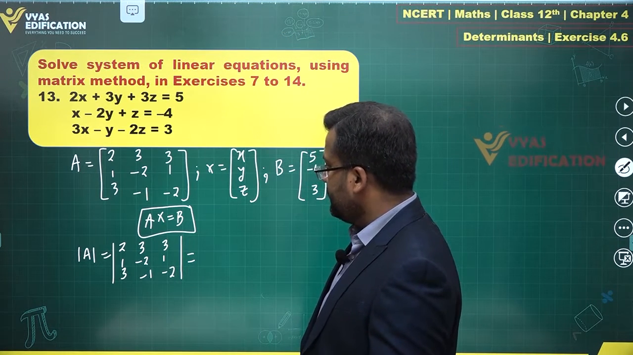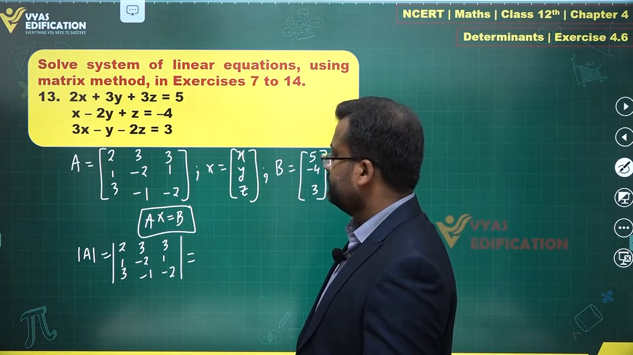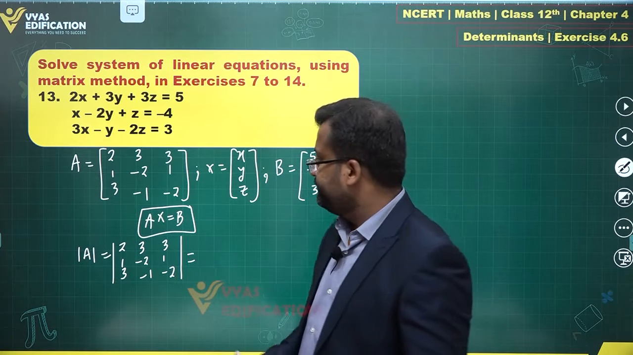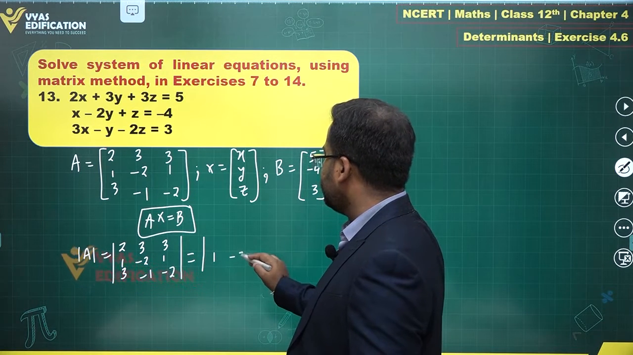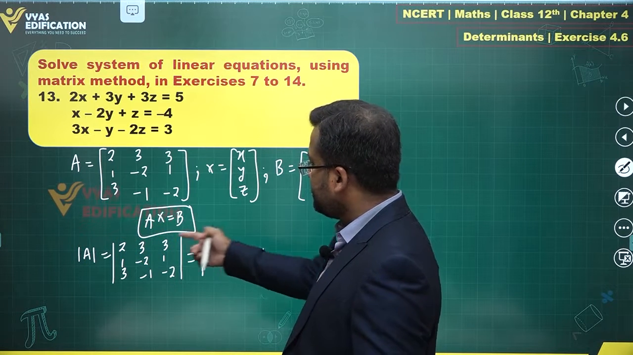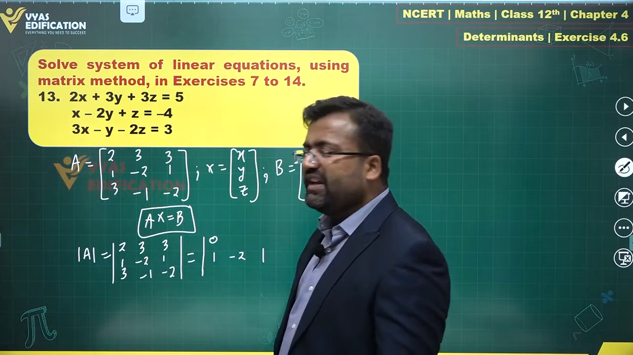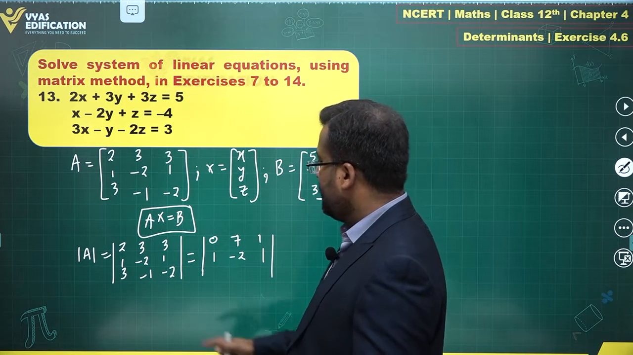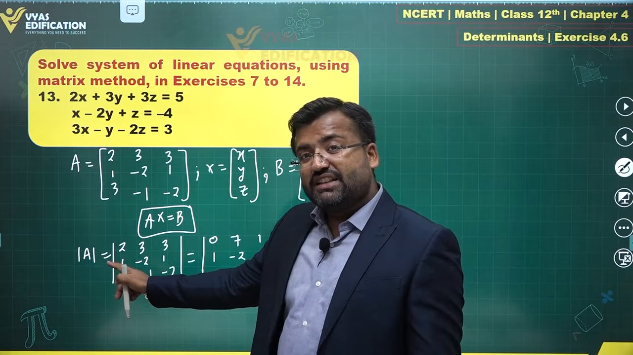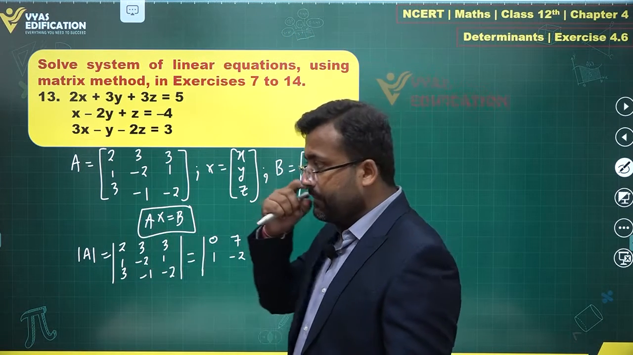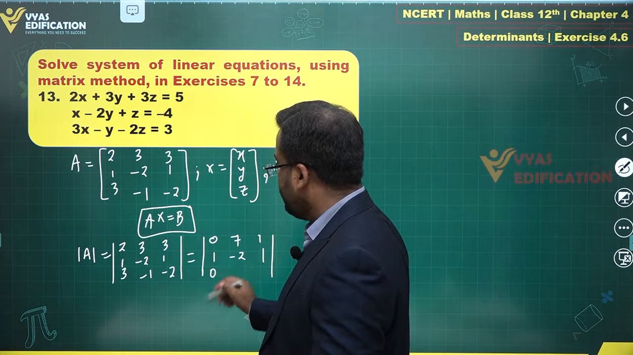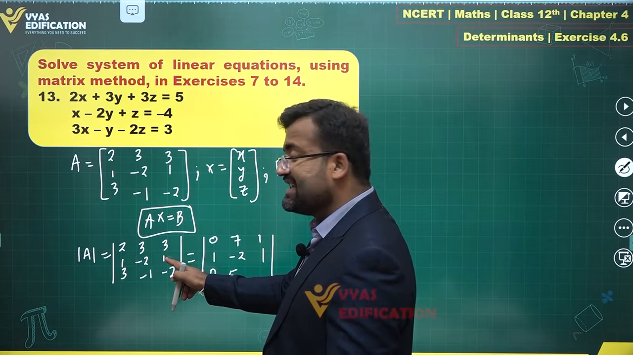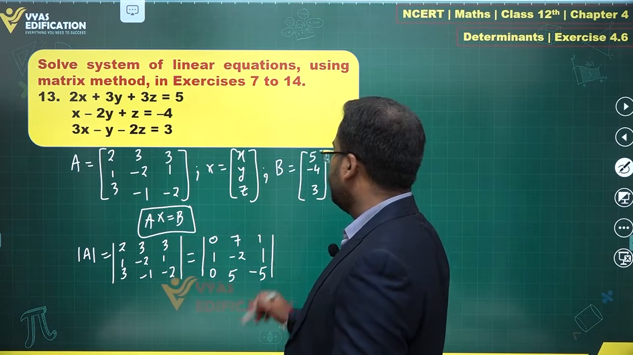So let's use R1 replaced by R1 minus 2R2. R2 remains as it is. And twice of this is subtracted from A. 2 minus 2 will become a 0. 3 minus of minus 4 will become 7. 3 minus of 2 will become 1. R3 is replaced by R3 minus 3R2. R3 minus 3 times this will become 0. This minus 3 times this is 6 and 6 minus 1 is 5. 3 times this is minus 2 minus 3 which is minus 5. This is what you have.